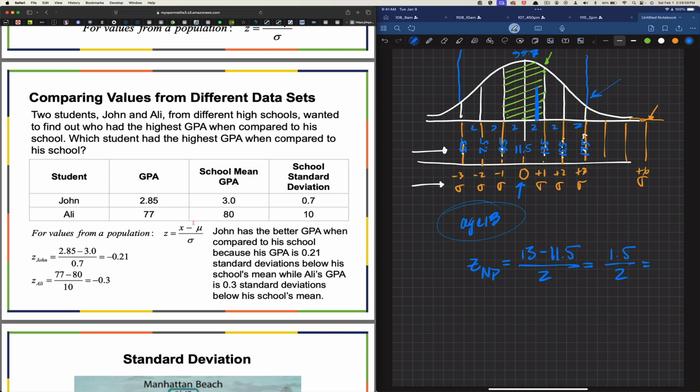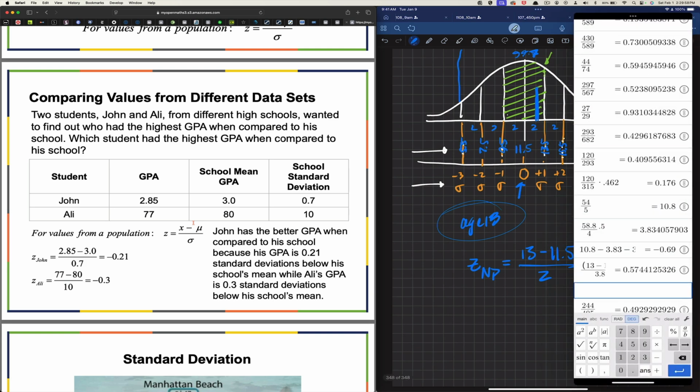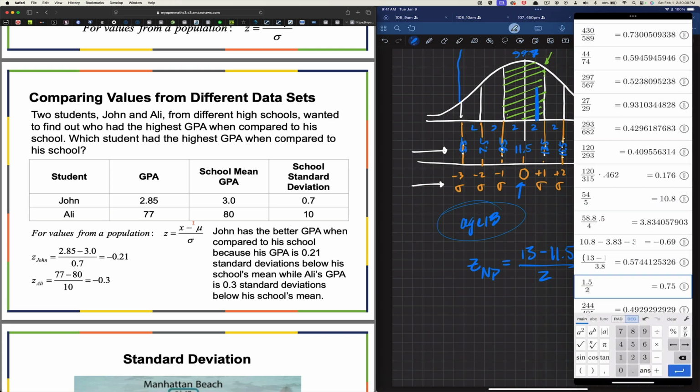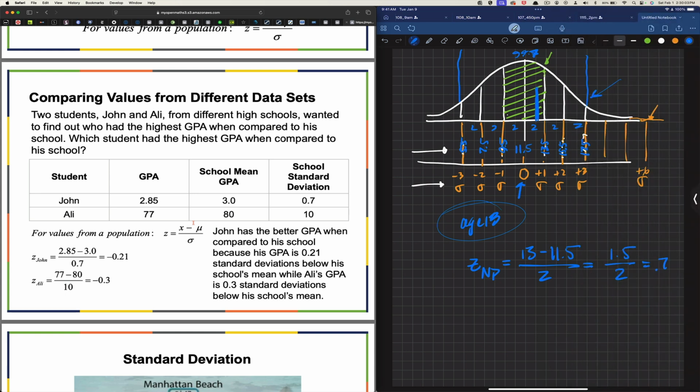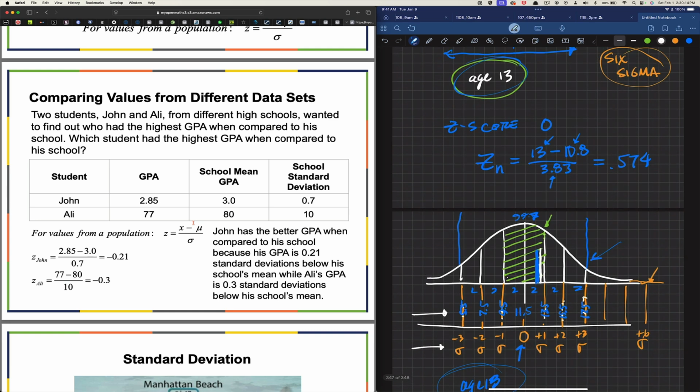Divide that by 2. And so we get 1.5 divided by 2, and we get 0.75. So his z-score is 0.75, which kind of means that he's further away from the mean. He's further away from the mean than my niece. So in fact, my niece is closer to the mean. She's closer to her peer group with regard to where she started her process in learning the clarinet than him learning the trumpet.